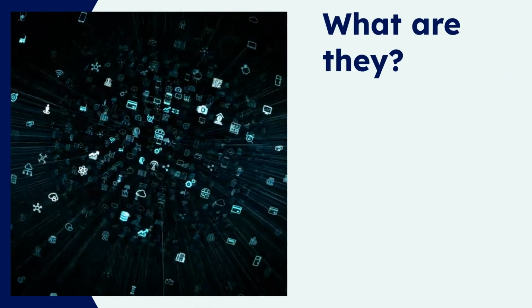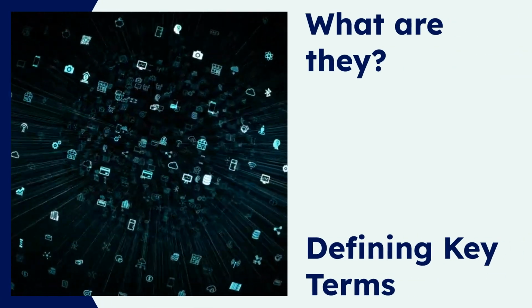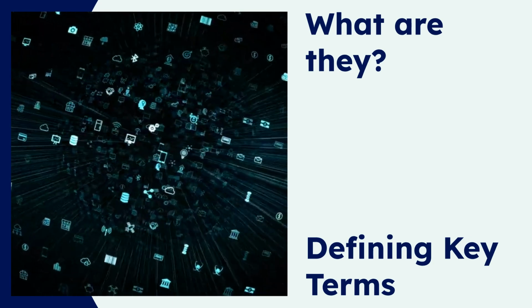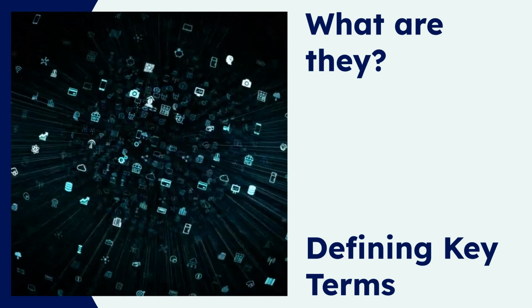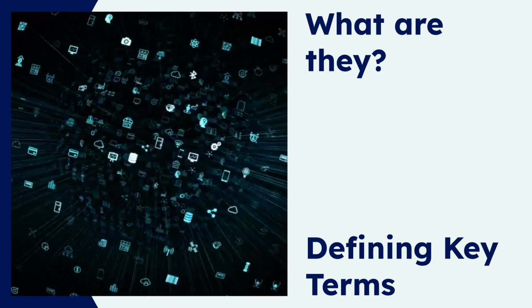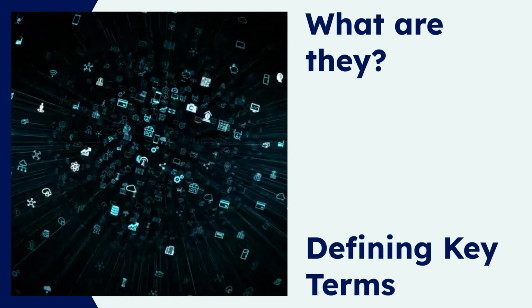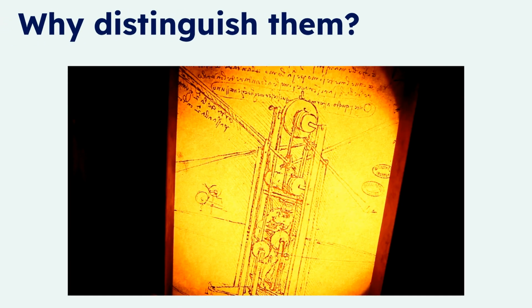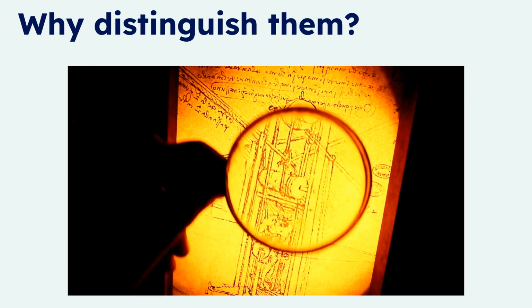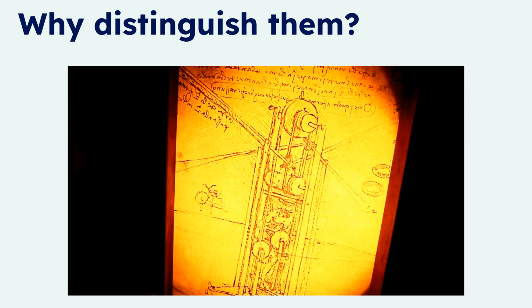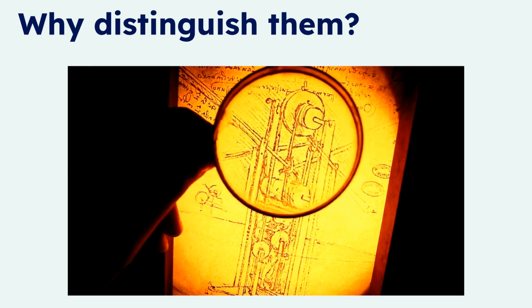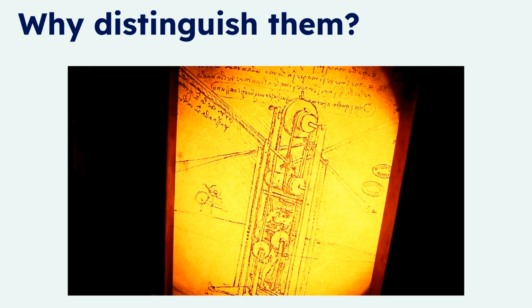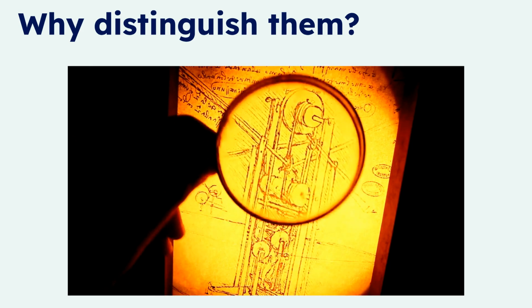These terms are often used interchangeably in everyday conversation, but in science, they have very specific meanings. Understanding these differences is fundamental to grasping the scientific method and how knowledge progresses. Distinguishing between a hypothesis, theory, and law isn't just about semantics. It's about appreciating the rigor and evidence-based nature of scientific inquiry. It helps us understand the different levels of certainty and scope within scientific explanations.